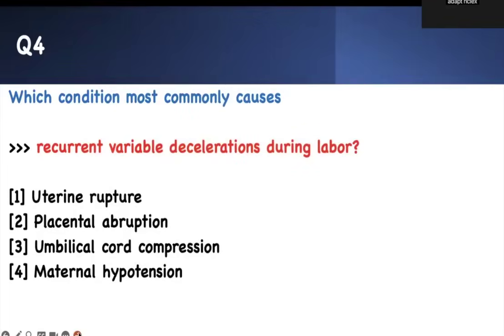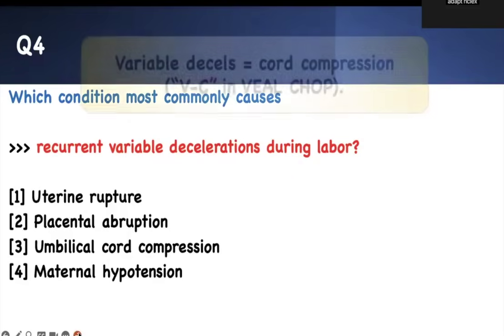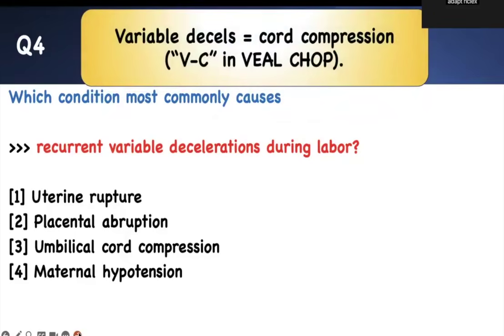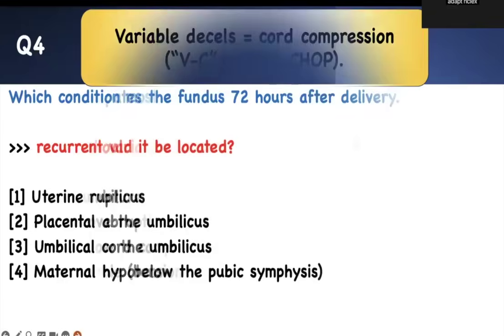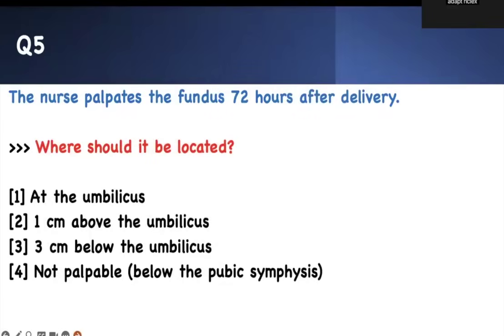Number 4, which condition most commonly causes recurrent variable deceleration during labor? We've seen it, VCHOP mnemonic, based on VCHOP. What do you think? A variable deceleration is equivalent to what? Cord compression. So therefore, the most common is cord compression. This is a bonus, but you have to know it. I expect you to know it. I know you get 4 out of 4.